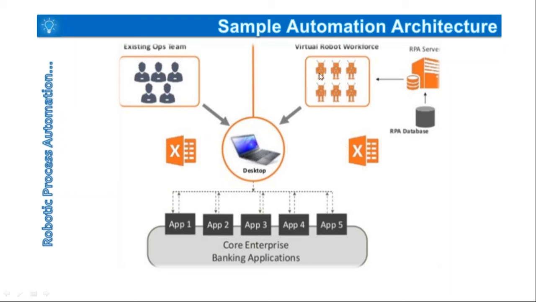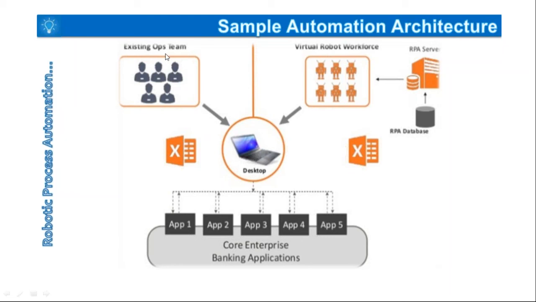Those virtual machines will perform the operations the way the existing ops team is working. The same thing I'm going to process using robots. So before and after implementing, this is how the architecture would look. Simply, instead of humans, I replace them with this. So why do you basically require an RPA database here? That is one thing we have to understand.